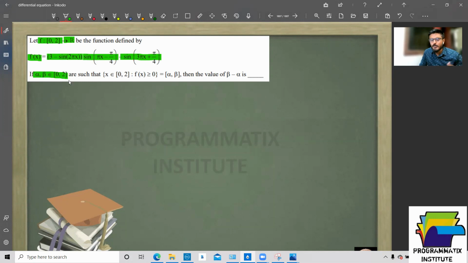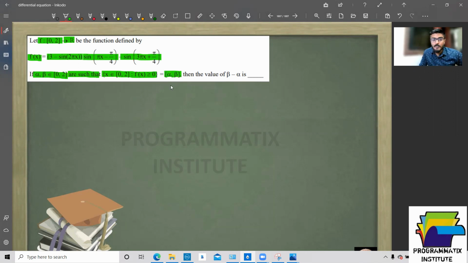Now what is alpha beta? I don't know, but yes, this belongs to [0, 2], such that there is again a set of x belonging to [0, 2] for which the function f of x is always greater than or equal to 0. That's a very interesting fact. For this particular set, you will get some particular values of x, and that will be alpha comma beta.